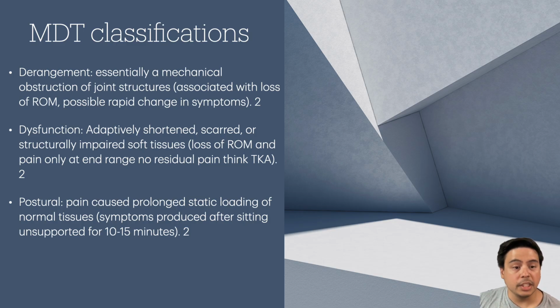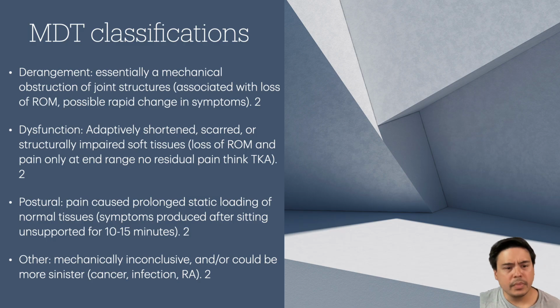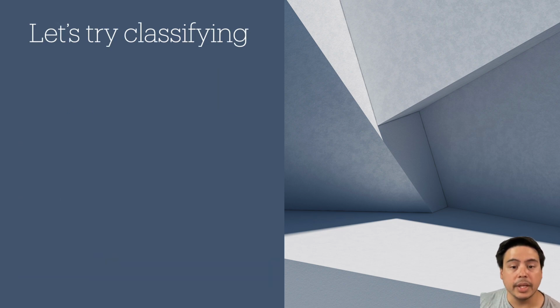Postural is basically pain caused with prolonged static loading of the tissues. Typically, they sit for 10 to 15 minutes and they start having low back pain, and that would be considered postural. Usually it resolves with just correcting it. And then you have the other, which I mentioned earlier. Those help with the red flags, if those red flags are present. Or if you're doing the repeated movements and nothing really makes sense, this would also be considered in this category too. So we're going to try some classifications here.